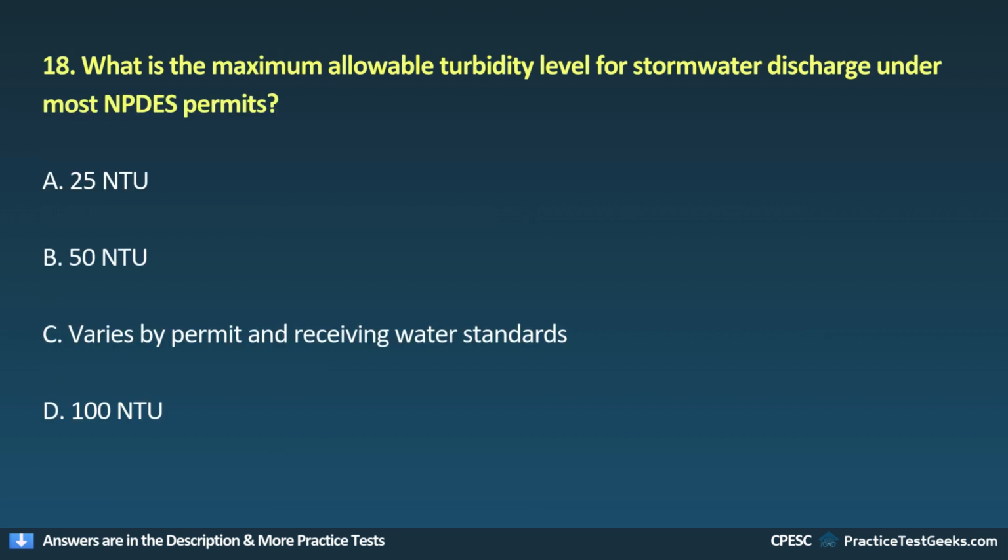What is the maximum allowable turbidity level for stormwater discharge under most NPDES permits? 25 NTU.